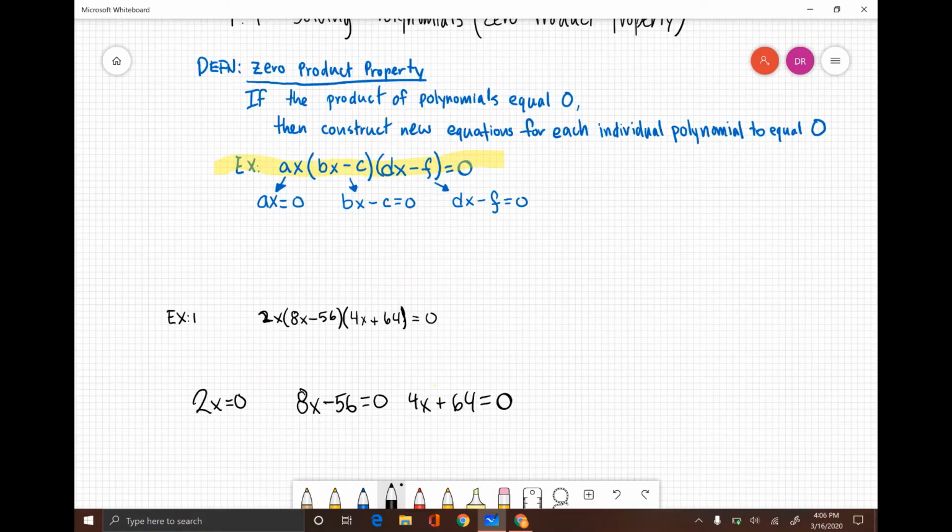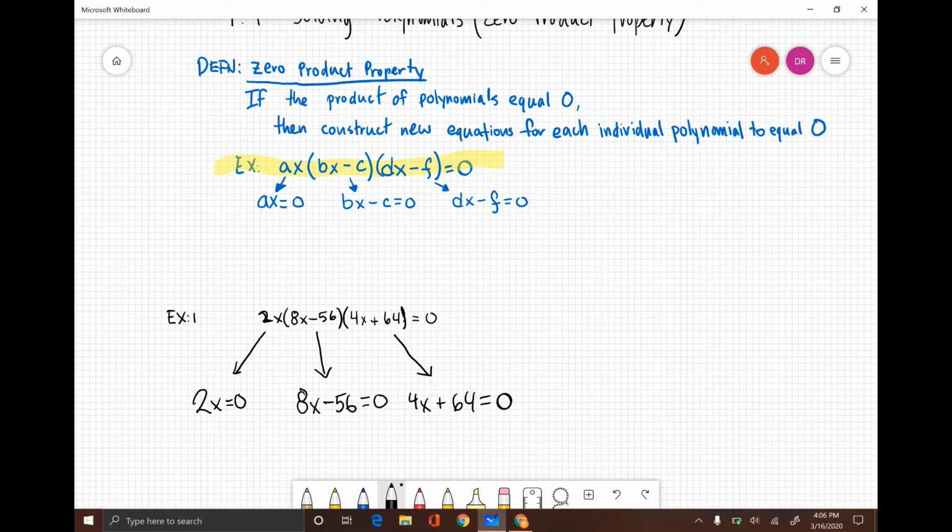In example 1, we actually have three polynomials that are being multiplied together. And since they're all being multiplied together and they're equal to zero, we're allowed to use the zero product property to break them apart into their own separate equations that are equal to zero. So for example, I can rewrite this as 2x equals 0. I can write this polynomial as 8x minus 56 equals 0. And I can rewrite this as 4x plus 64 equals 0.